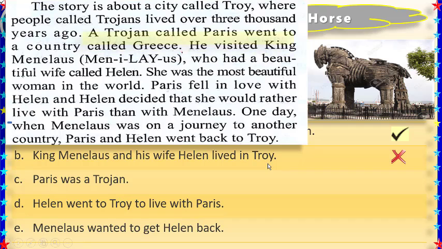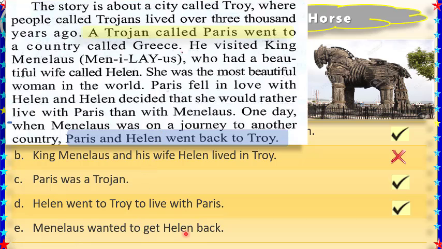Let us move to the next part. Paris was a Trojan. Yes, a Trojan called Paris. We can see it written here. This means part C is true. Let us move to part D. Helen went to Troy to live with Paris. Here, Paris and Helen went back to Troy. This means this statement is also true.